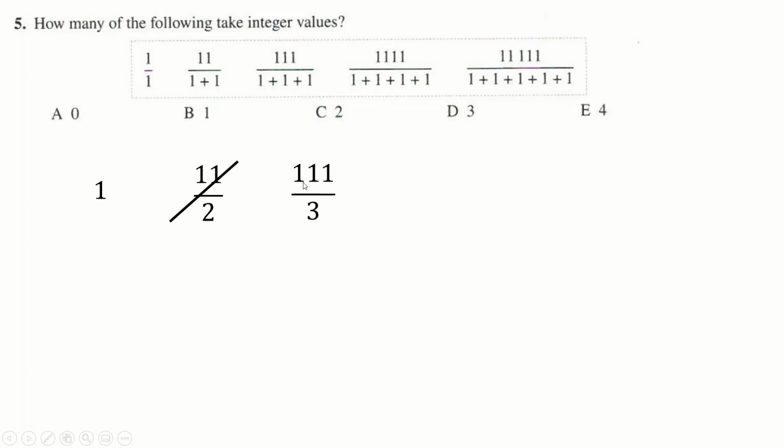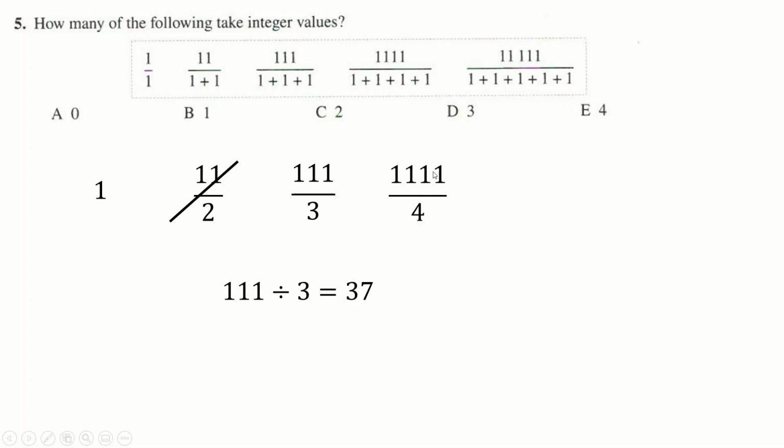I mean, you can get out a bus stop and you can just test it. But if the digits of a number add up to a multiple of 3, then the number itself is divisible by 3. So 1 plus 1 plus 1 is 3, which is a multiple of 3. So this is definitely going to be an integer. I think it's 37 in the end. So moving on to the next one.